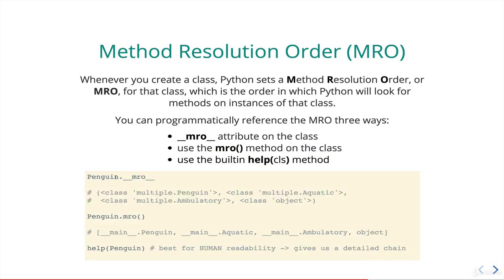So for example, using the penguin class with dunder MRO, we get this little tuple back. If you do the MRO method, I believe you get a list. And then if we do help, it opens up this more readable thing that's better for us humans to look at. I assume that you are a human watching this. It's easier for us to read.